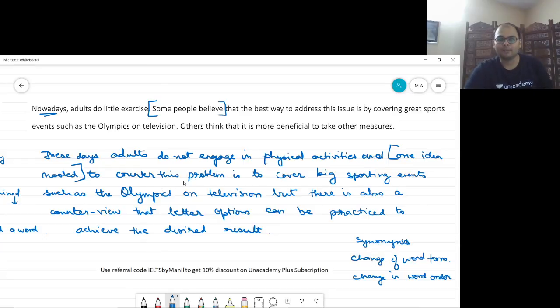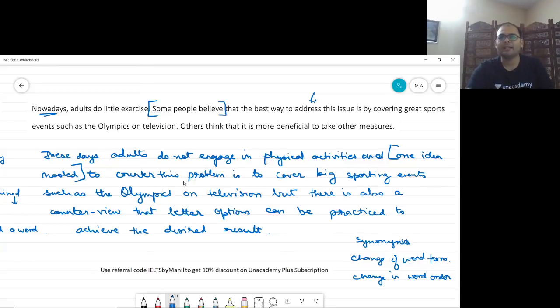Why have I done so? See, some people believe and one idea mooted in this context mean almost the same. Why? Because some people believe, who would moot an idea? People. So I did not write the words some people have mooted an idea. Instead, I just wrote one idea mooted because grammatically these two are acting similarly to help us convey the same meaning.